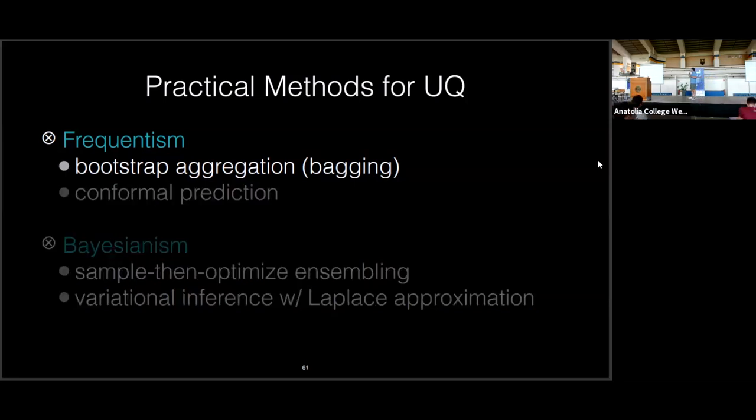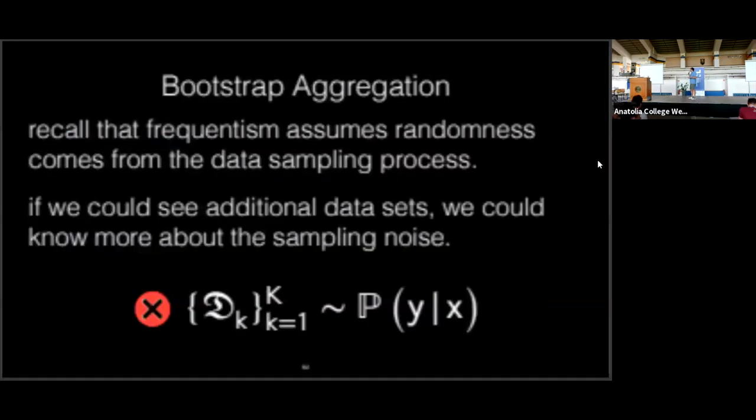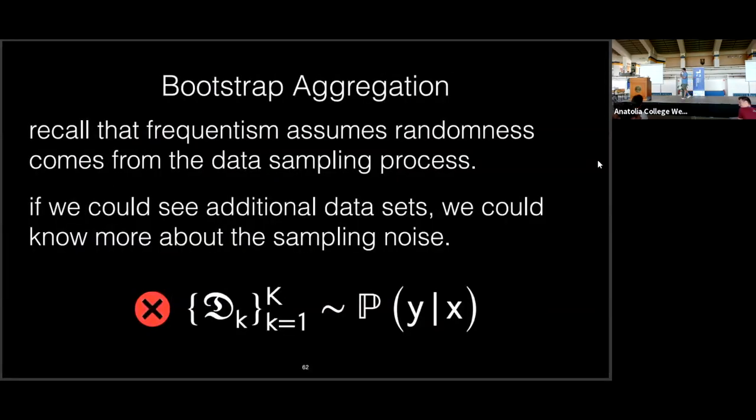So frequentism, bootstrap aggregation or bagging works like this. Recall that frequentism assumes that the randomness is coming from the data sampling process. And so one way to get a handle on that randomness, and therefore build uncertainty in our model, is to know where that noise is coming from. Ideally, if we could just see additional data sets from our model, everything would be fine, right? If I could just draw more data sets, this uncertainty would go down. But of course, we can't do this. We're stuck with our fixed training set most of the time.